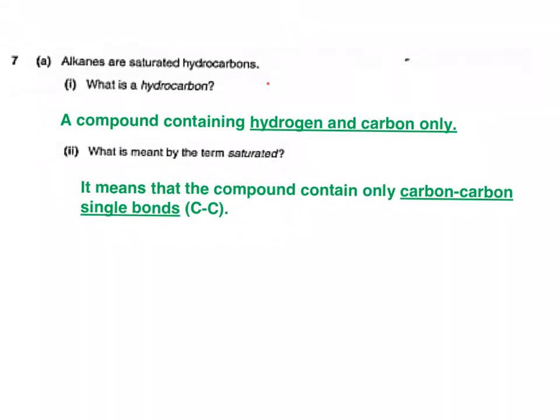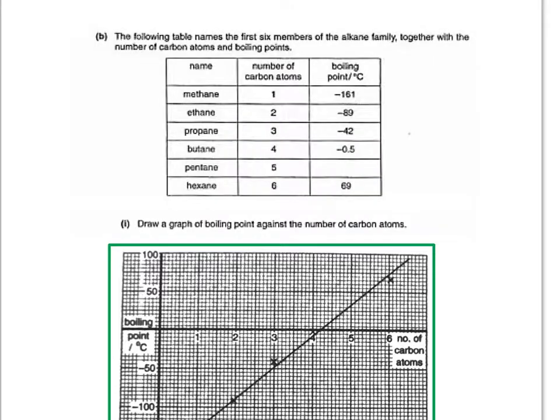What are hydrocarbons? Basically compounds containing hydrogen and carbon. For the term saturated, you must have the phrase carbon-carbon single bonds in your answer. For part B, the table names 6 members. So we know the names: methane, ethane, propane, butane, pentane, hexane, and the number 6 is the number of carbons in each of the compounds.